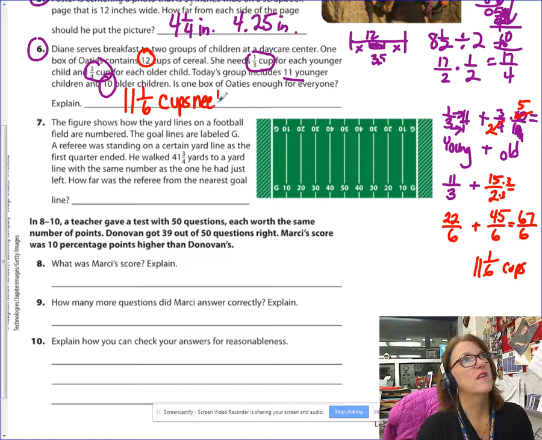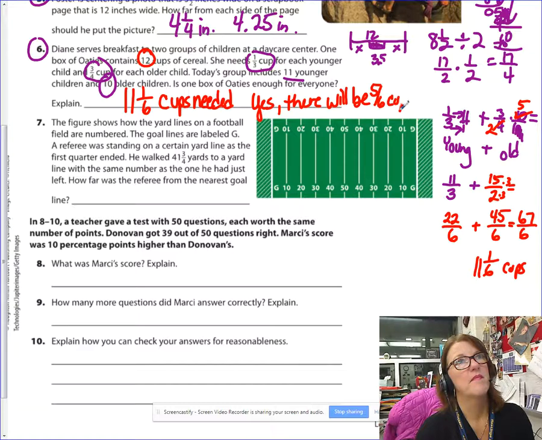11 1/6 cups needed. So will she have enough? Yes. There will be 5/6 cups left over. Now I know that's not the best sentence, but we're getting there. Okay. Let's go on and do a couple more of these.